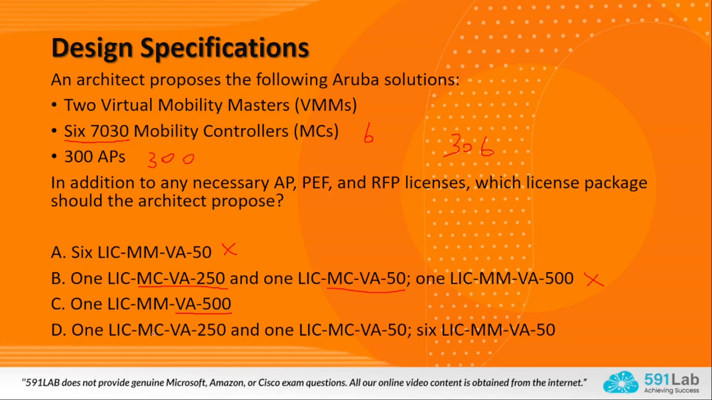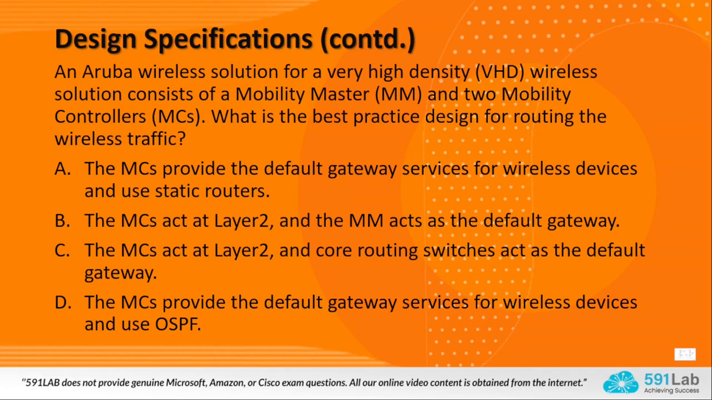1 LIC MCVA 250 and 1 LIC MCVA 50. Okay, see here you can see mobility controller virtual appliance. So this is wrong because there are no virtual mobility controllers involved in this question, in this design. So the correct answer is option C. We'll move on to the next question under design specifications.